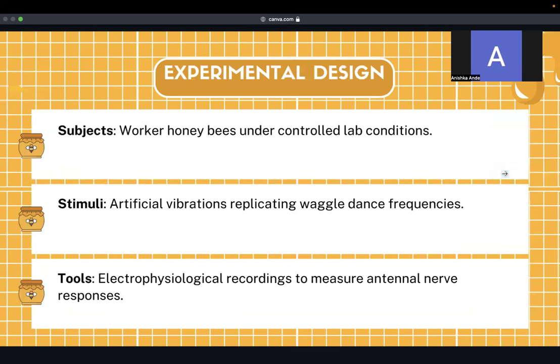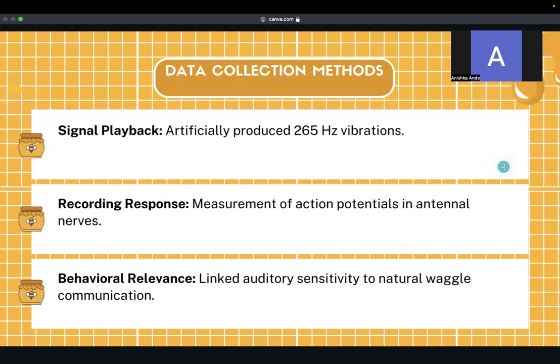So, the experimental design of the study is the subjects, which are the worker honeybees under controlled lab conditions, the stimuli, which are artificial vibrations replicating waggle dance frequencies, and the tools, which are the electrophysiological recordings to measure antennal nerve responses. The data collection methods are signal playback, which is artificially produced 265 hertz vibrations, recording response, which is the measurement of action potentials in the antennal nerves, and behavioral relevance, which is linked to the auditory sensitivity to natural waggle dance communication.